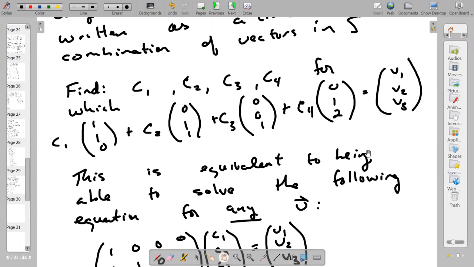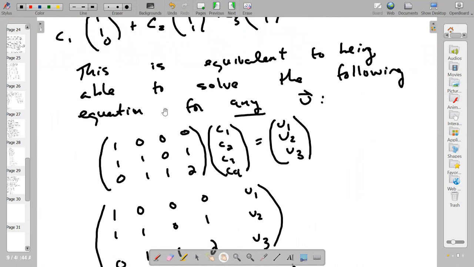If you think about matrix multiplication for a minute, the left-hand side can be thought of as a product of these two matrices. So another way of addressing the question is to answer the following: if you have a vector v, are there any conditions on the v's which will cause a problem? For any vector v, can you exhibit a solution c to this equation?